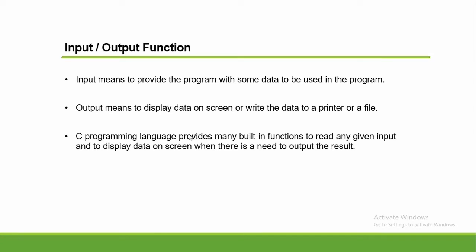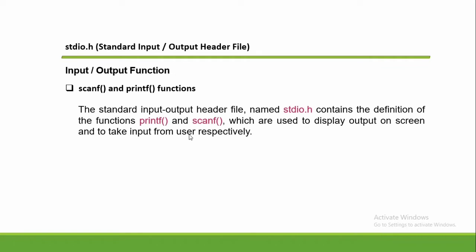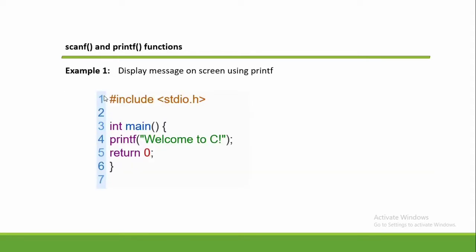The C programming language provides many built-in functions to read any given input and to display data on screen when there is a need to output the result. stdio.h, or standard input-output header file, contains the definition of functions such as printf and scanf, which are used to display output on screen and to take input from the user respectively.